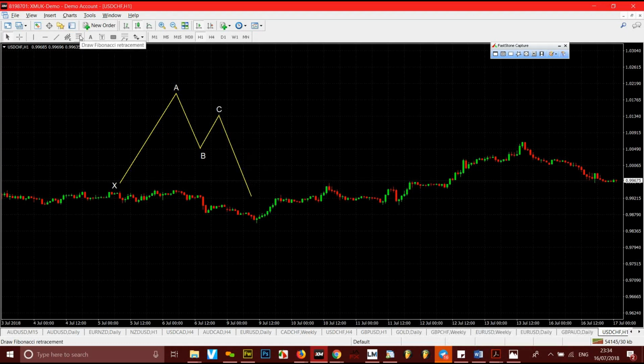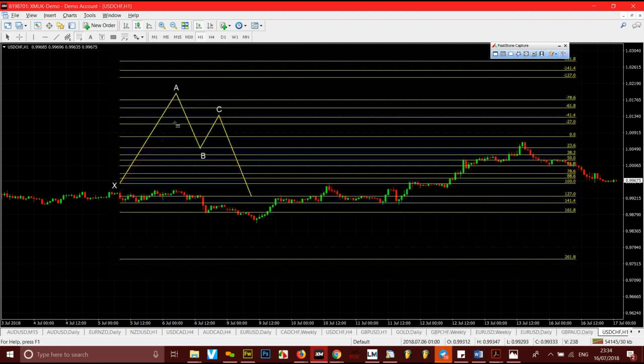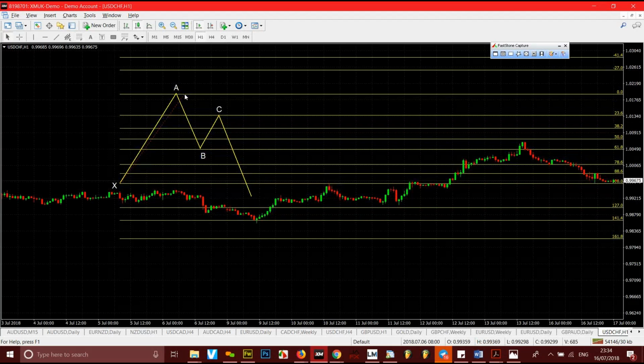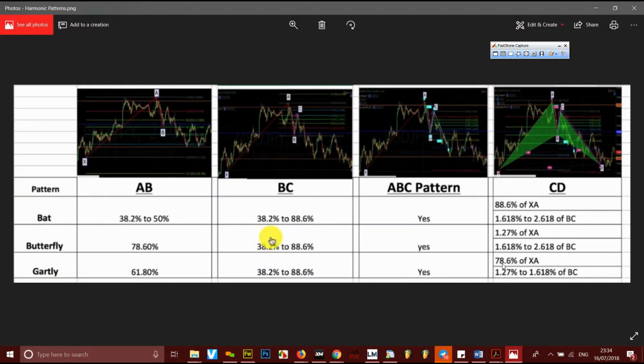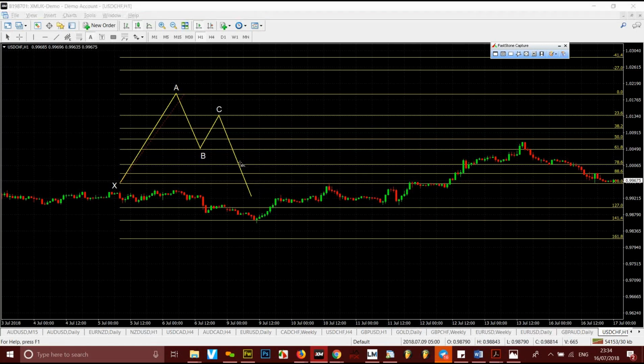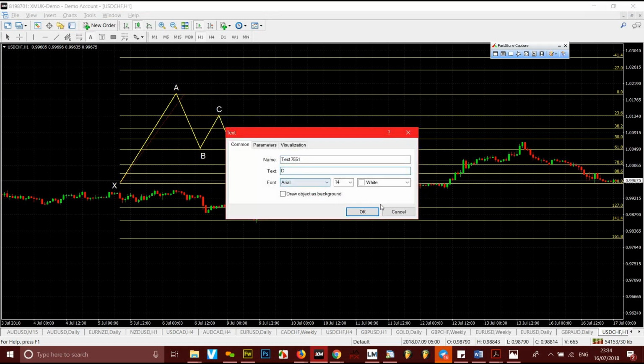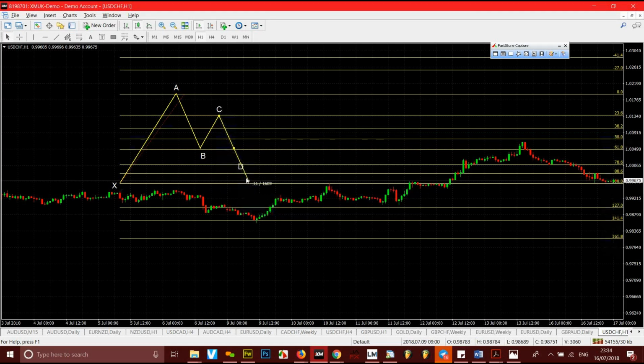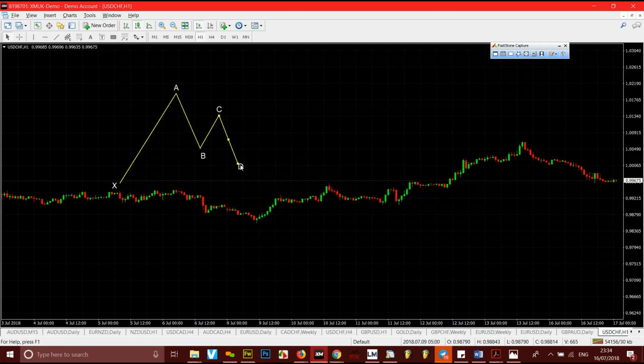So how do you do that? Two ways. Now you can find XA, and according to the rule, CD must be 78.6% of XA. So it means this is the level you're looking for. This is where your D must be, right here. So let me take this off. This is where your D leg must be.